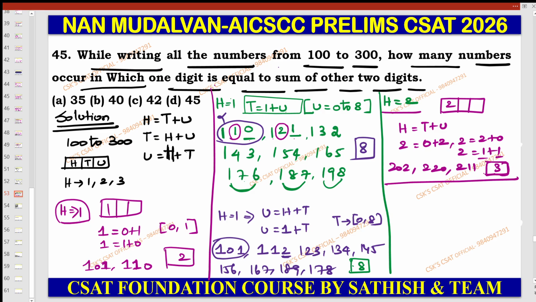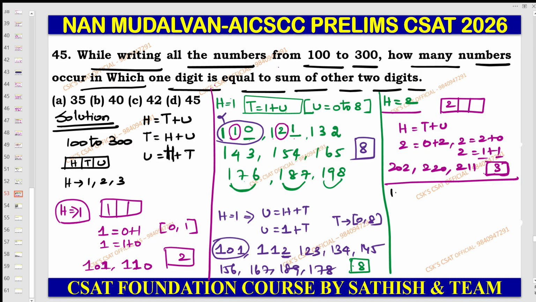Now we have to check here. When h is equal to 2, t is equal to 2 plus u. Listen carefully: u takes 0 to 7 only. Why? If you place an 8, what would happen here? It becomes 10. That is why you should not do this one. Understood, everyone? This is also important.